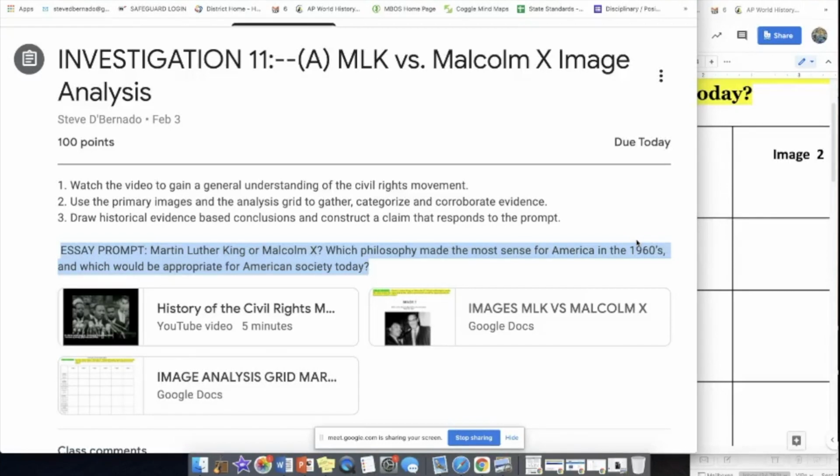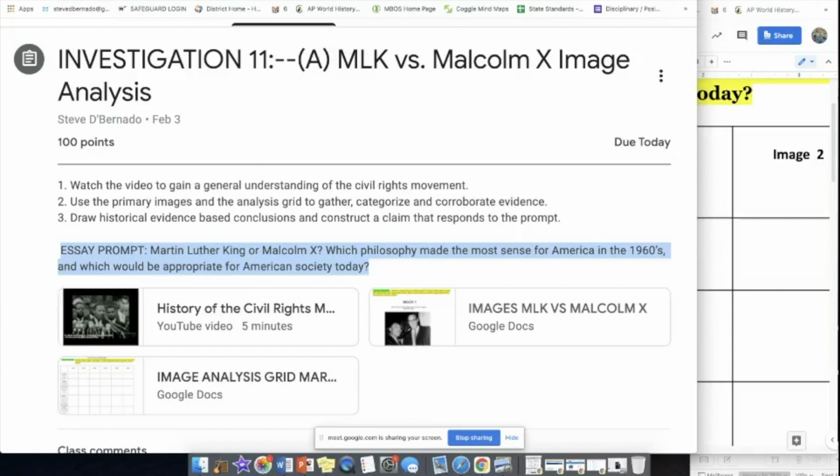So here's Investigation 11A, Martin Luther King Jr. versus Malcolm X. This is image analysis. What is our goal? What is our investigation? What is the prompt? The question we must answer. Here we are, highlighted in blue. Martin Luther King Jr. or Malcolm X? Which philosophy made the most sense for America in the 1960s, and which would be appropriate for American society today?